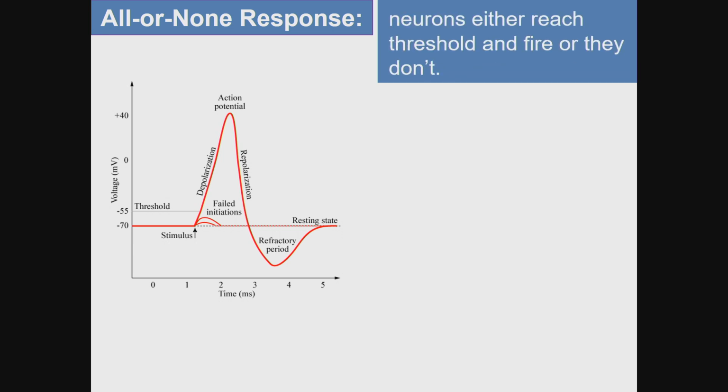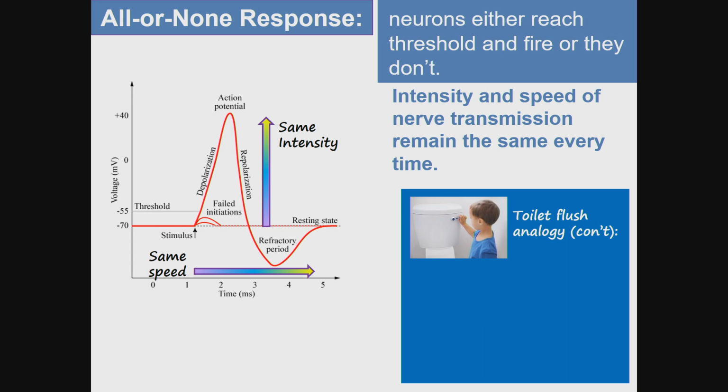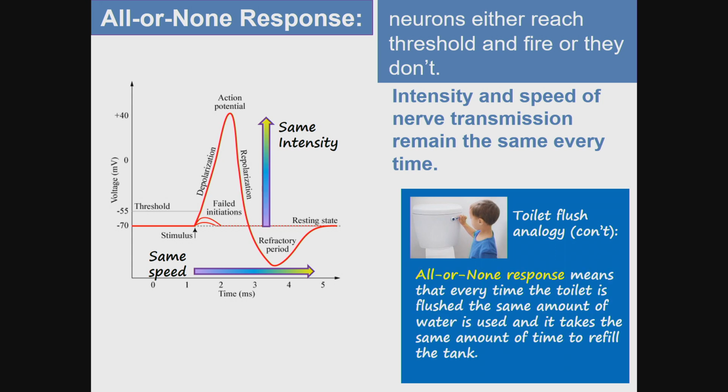All or none response. Neurons either reach threshold and fire, or they don't. There's no half firings, there's no slower firings. They are the same every time. And by same, we mean the intensity and the speed. So it depolarizes to the same intensity and takes the same amount of time for each depolarization. Toilet flush analogy continued. The all or none response means that every time the toilet is flushed, the same amount of water is used, and it takes the same amount of time to refill the tank.